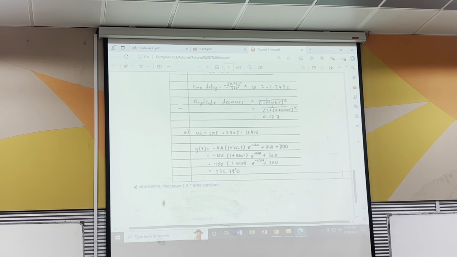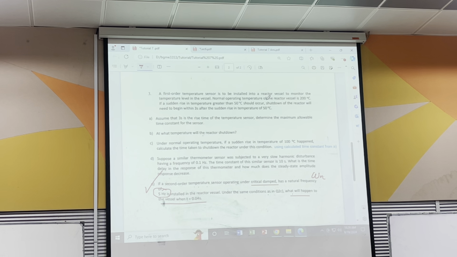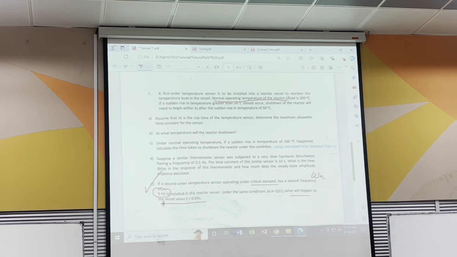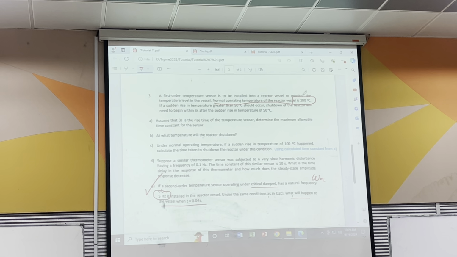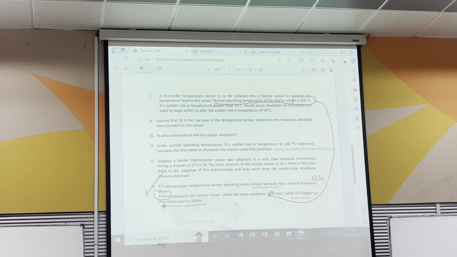Plus 200. Why is this plus 200 here? Read the question. Yeah, because based on the question, the normal operating temperature of the reactor vessel is 200. Wilbur, can you repeat what I said? What happened to this 200 here?